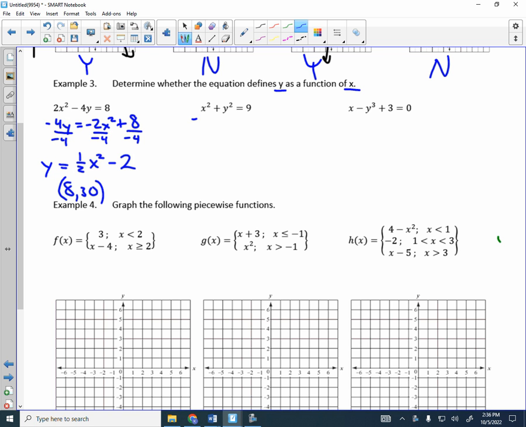Okay, let's look at this one. Solve for y is subtract the x squared. So yes, this is a function. Subtract the x squared, we get y squared is equal to 9 minus x squared. Then what do we do to both sides? You square root. And when you square root a variable of y squared, you have to list both the positive and the negative.